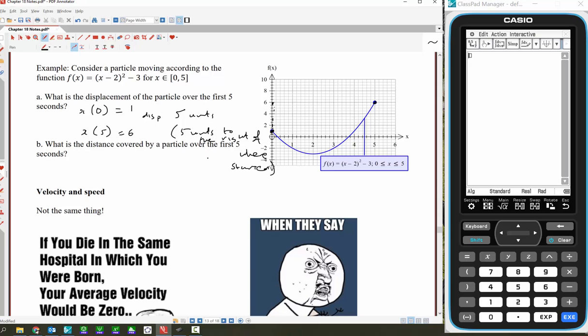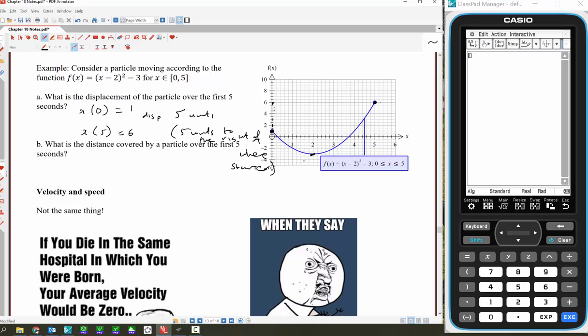Okay, what's the distance covered by the particle? Now this is a totally different question. The particle starts moving left, and it gets to this point here. Then it moves to the right and ends up at this point here. So we're considering all of the distance covered, not just a snapshot of what happens between here and here. It's actually this whole distance.